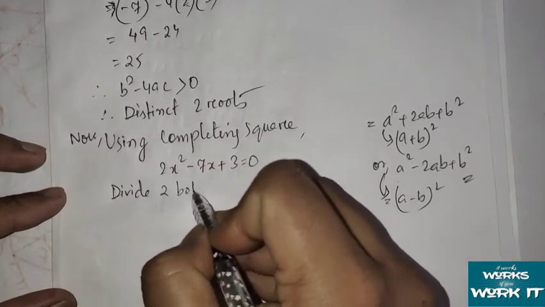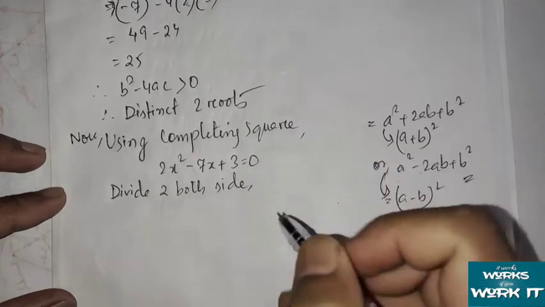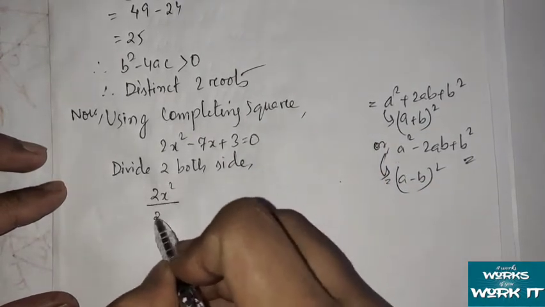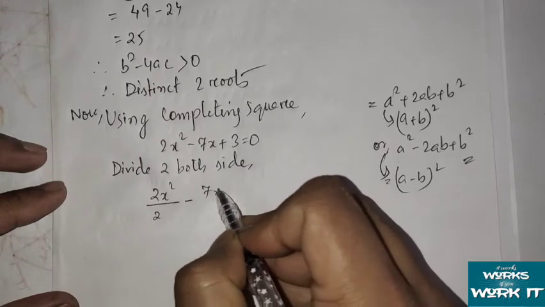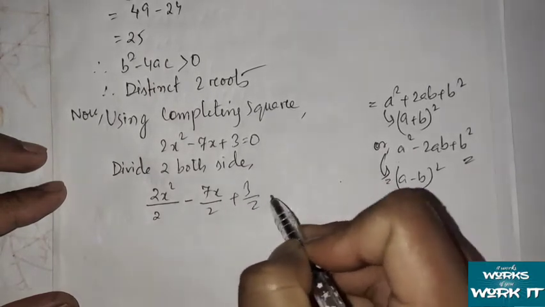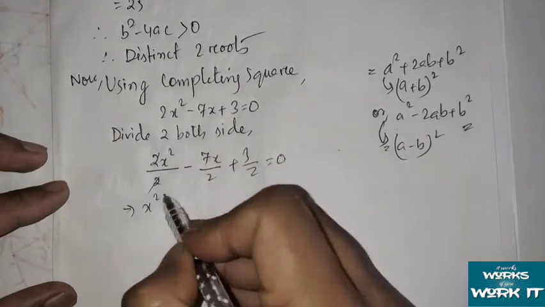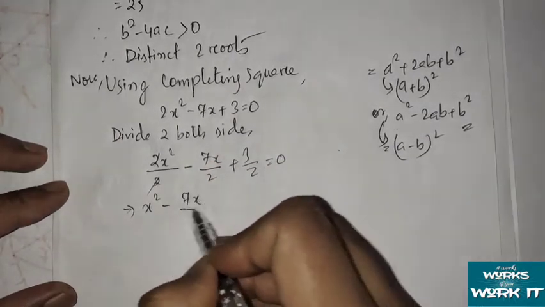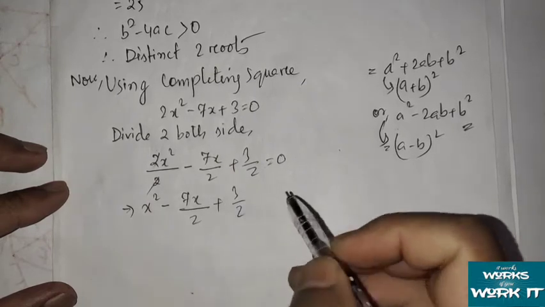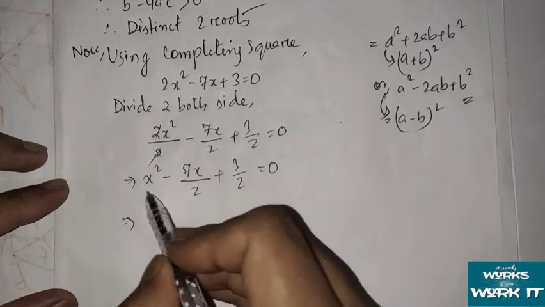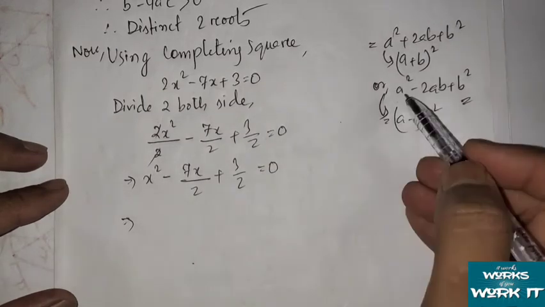to both sides. Okay, after dividing, what are we getting? 2x square divided by 2 minus 7x divided by 2 plus 3 by 2 equal to 0. So here it can be cancelled and we are getting x square minus 7x by 2 plus 3 by 2 equal to 0. So here this x square can be formed as a square.